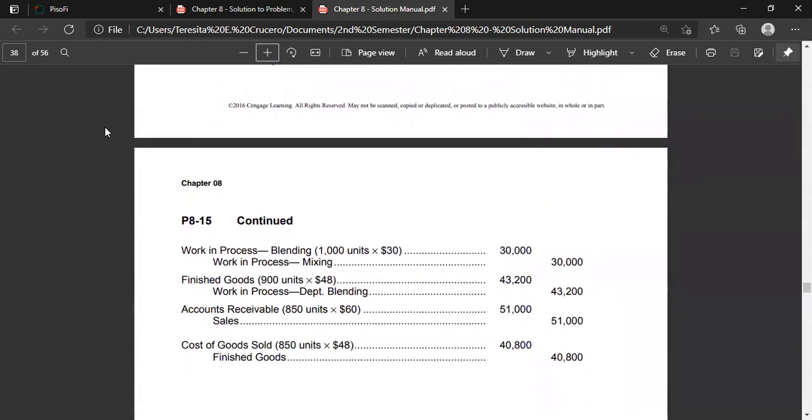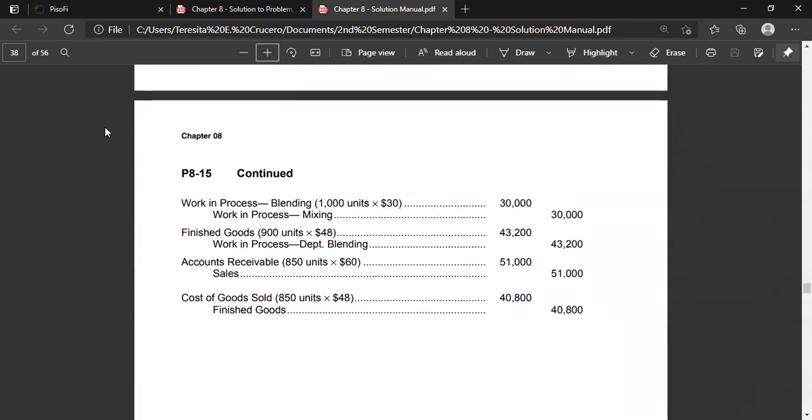Then still we debit to work in process the blending, credit work in process mixing. Finally, debit to finished goods, credit to work in process, debit to accounts receivable for the units sold at 60 and credit to sales. Then we have to debit cost of goods sold at unit cost of 48, credit back to finished goods.